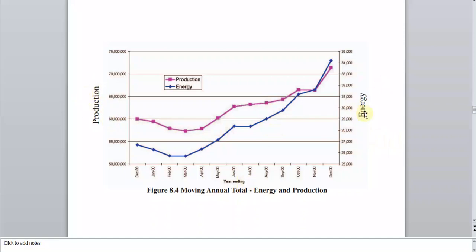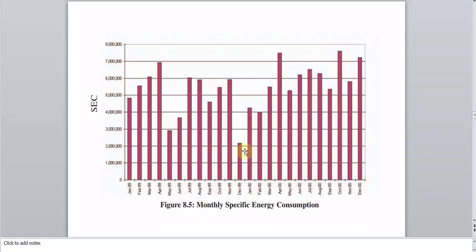So you can see here, this is the energy and this is the production graph. This is a line chart. The red one indicates the production data and the blue one indicates the energy consumed data, and the x-axis is the particular month and year. It starts from December 99 to December 2000.